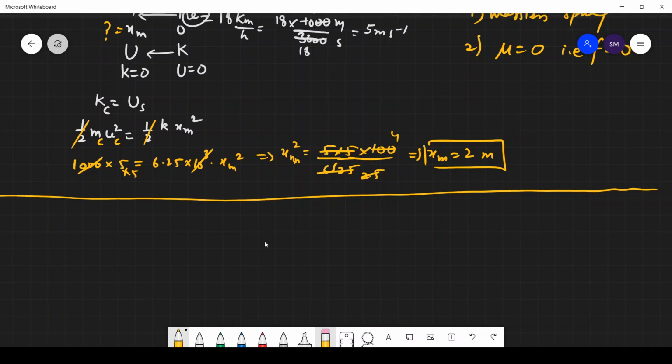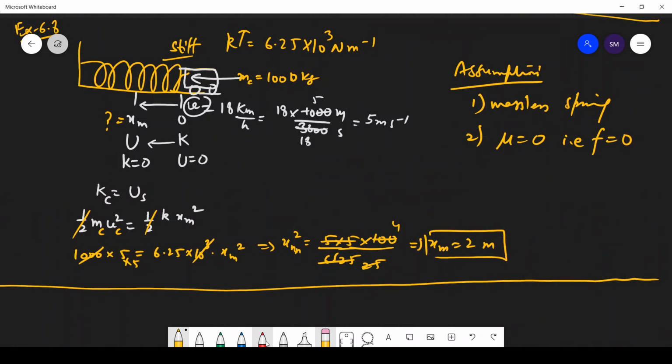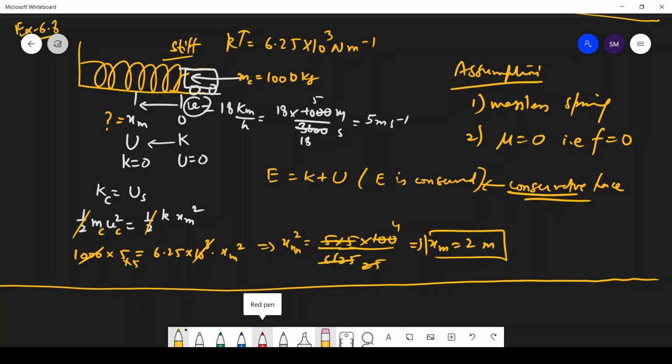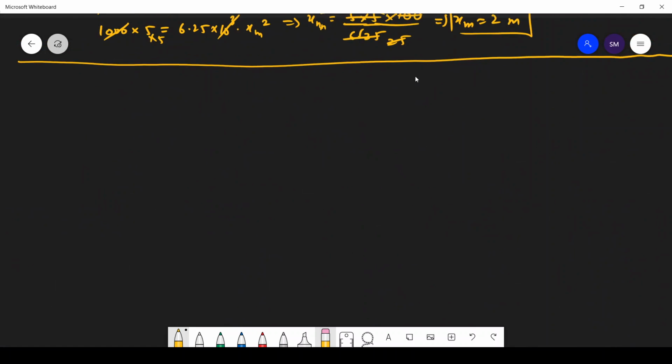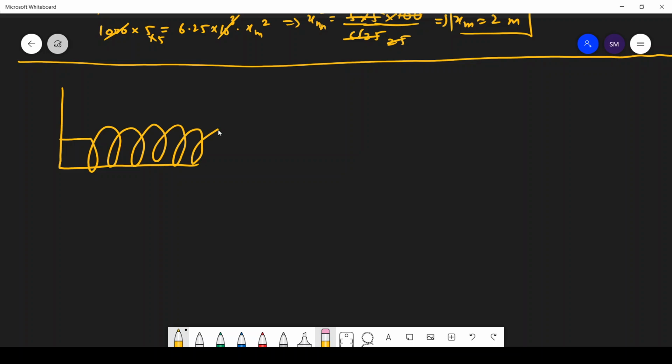Now see the beauty of the concept. Here I have taken that E is equal to K plus U. Mechanical energy is conserved. This I can only take when I have a conservative force, when the work done is only by the conservative force. But now friction force is not conservative, so I cannot use this formula now. So now I have the friction.